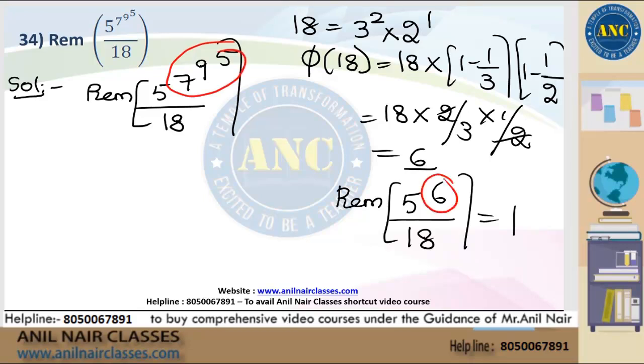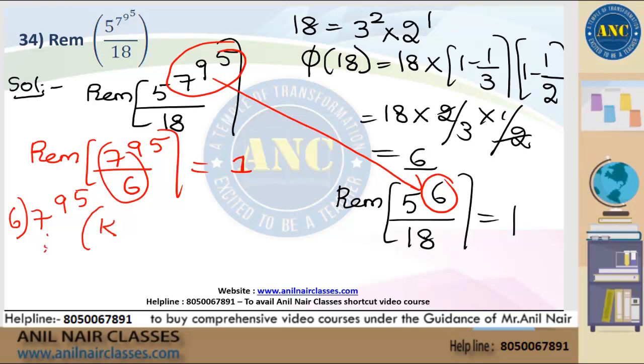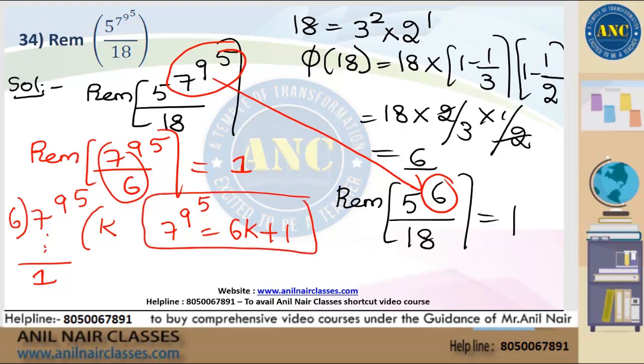Divide this number with this number. In the morning in the first session we discussed close to 25 plus problems. We discussed the same model. Divide 7 power 9 power 5 by 6. 6 ones are 6, remainder 1. So 7 power 9 power 5, when I am dividing by 6, quotient is k, remainder is 1. Dividend is nothing but divisor into quotient plus remainder.